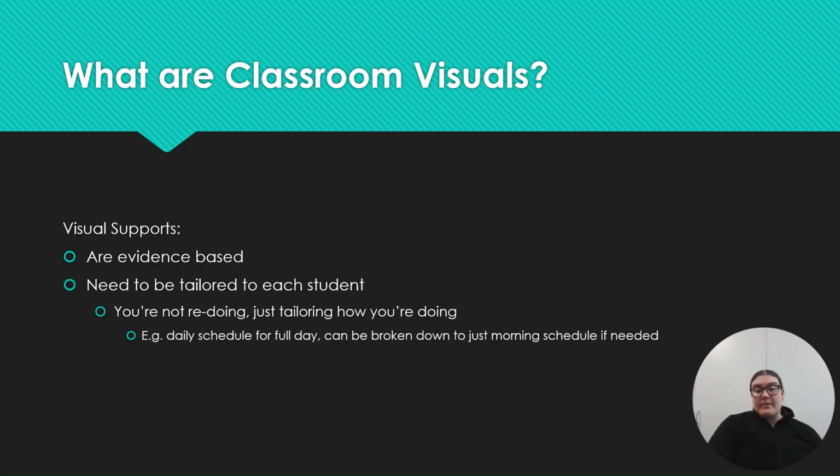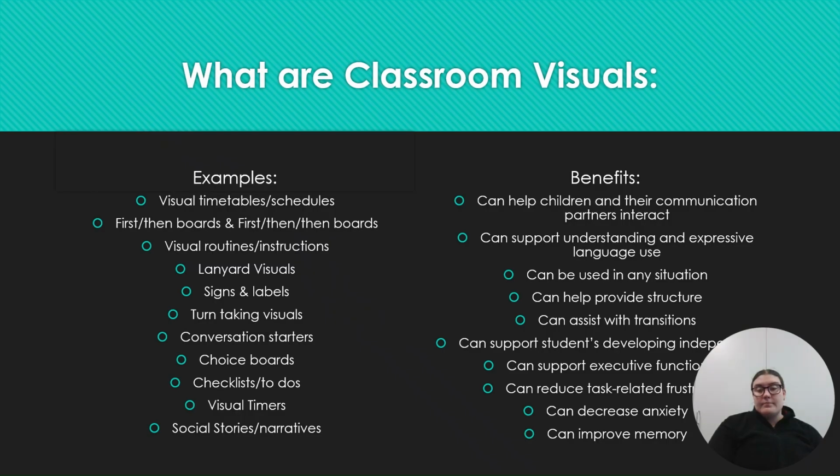For example, you might start with a daily schedule for the full day, but then this can be broken down for students who may need it as a first then visual or just the morning session. Some examples of classroom visuals: visual schedules or timetables, first then boards or first then next boards, visual routines or instructions, lanyard visuals, signs and labels, turn-taking visuals, conversation starters, choice boards, checklists or to-do lists, visual timers, and social stories and narratives.